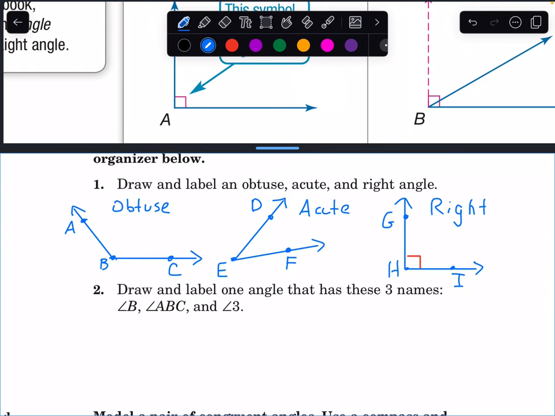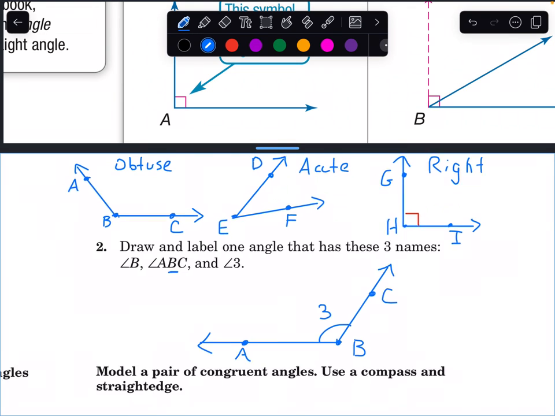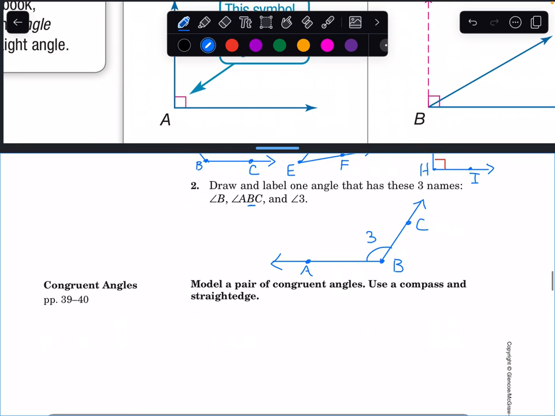Then draw and label one angle that has these three names: angle B, angle ABC, and angle 3. Okay, draw one ray here. Another one. I'll make this obtuse, why not? Angle B means the vertex must be B, and that is the middle letter anyways. We need 2 more points. A for that ray, C for that ray, and the interior is right here, and we'll call it angle 3. What happened to angles 1 and 2? I don't know.